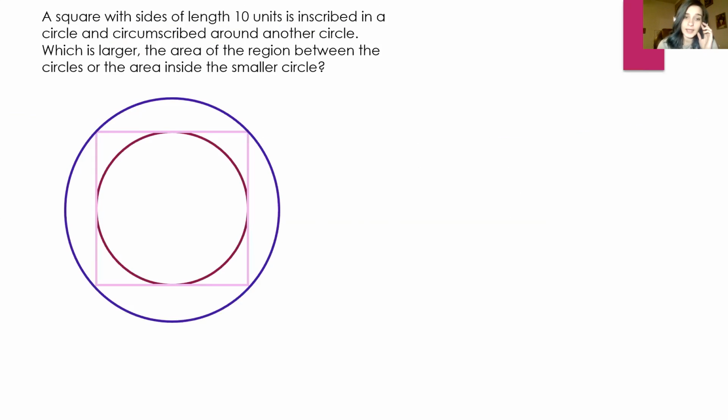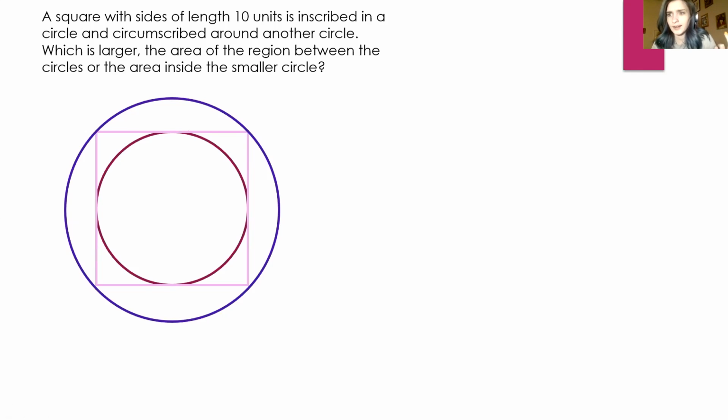Okay, so now we have this beautiful little shape, and we've got a circle within a square within another circle. Where we would see this in nature in real life, I don't know, but we're going to find this out anyway. So which is larger, the area of the region between the circles or the area inside the smaller circle? So is it this area, or is it the area between the circles? We're going to see which one is bigger.